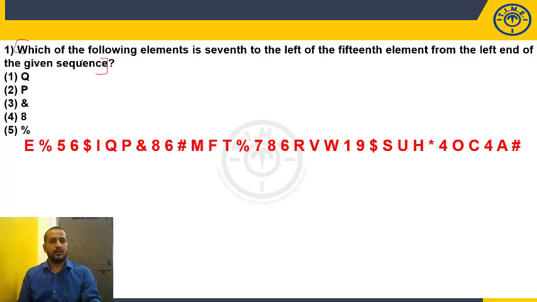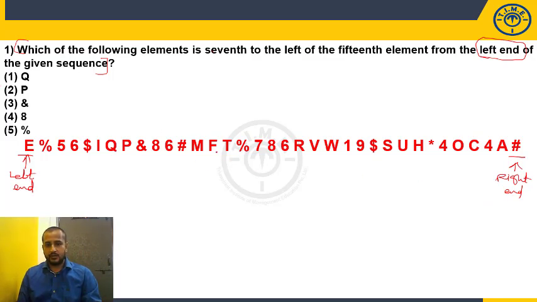Read the question properly. Which of the following elements is 7th to the left of the 15th element from the left hand? When you read this statement, you can understand that we should start counting from the left hand. So you need to know what is left hand and what is right hand. In the given sequence, this position is left hand, and this particular position is right hand. Left hand and right hand.